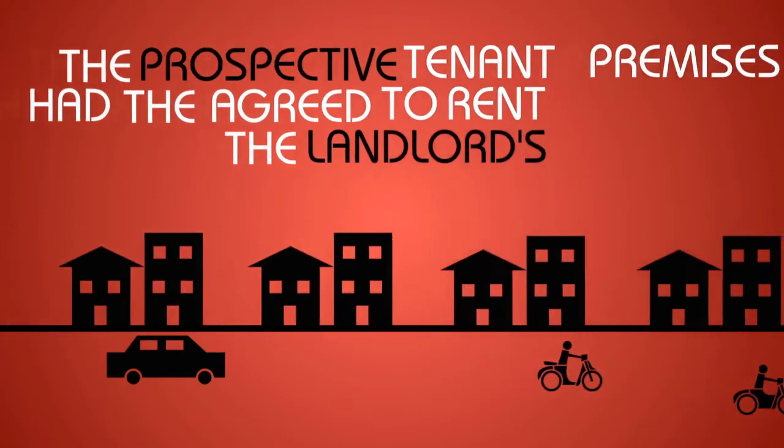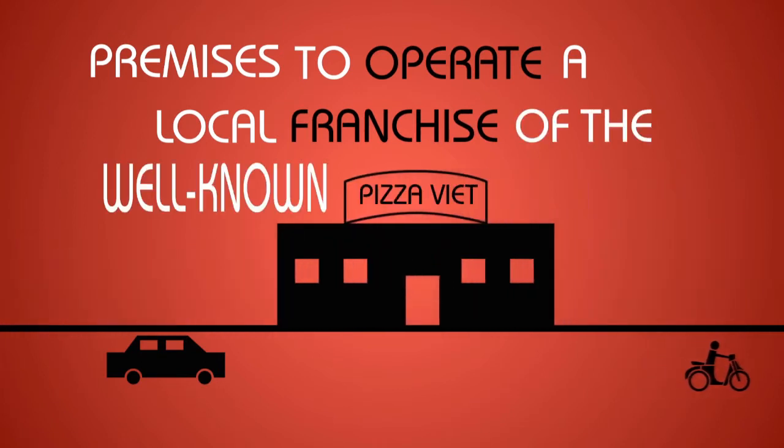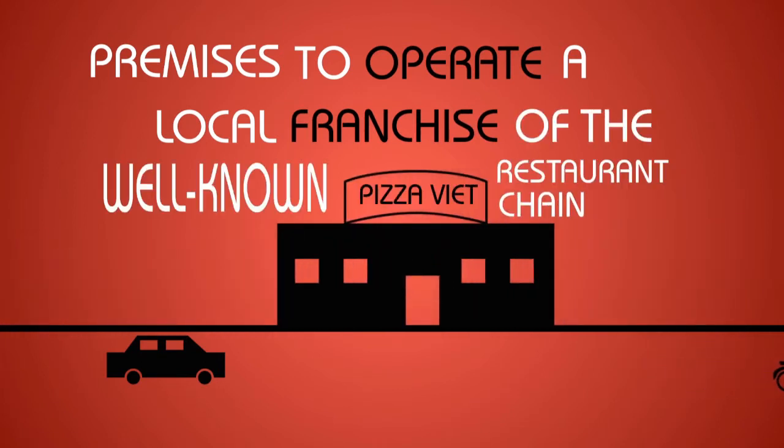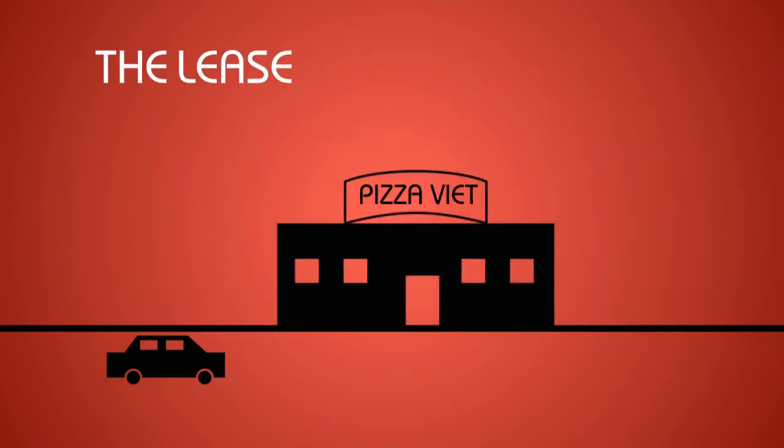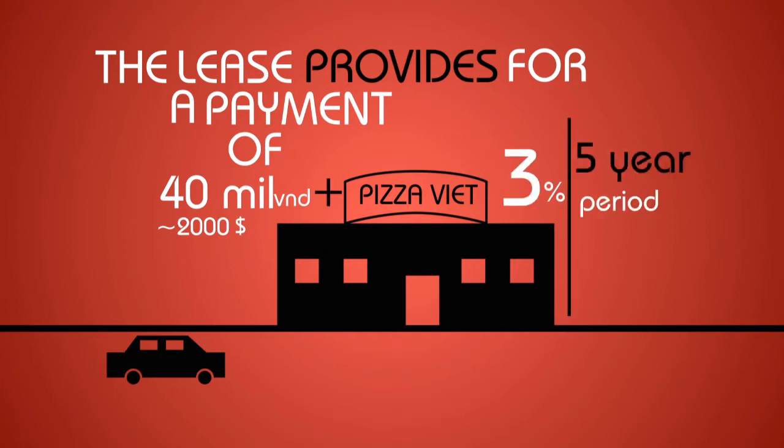the landlord's premises to operate a local franchise of the well-known Pizza Viet restaurant chain. The lease provides for a payment of 40 million VND per month. That's about 2,000 USD plus 3% of gross sales for a 5-year period.